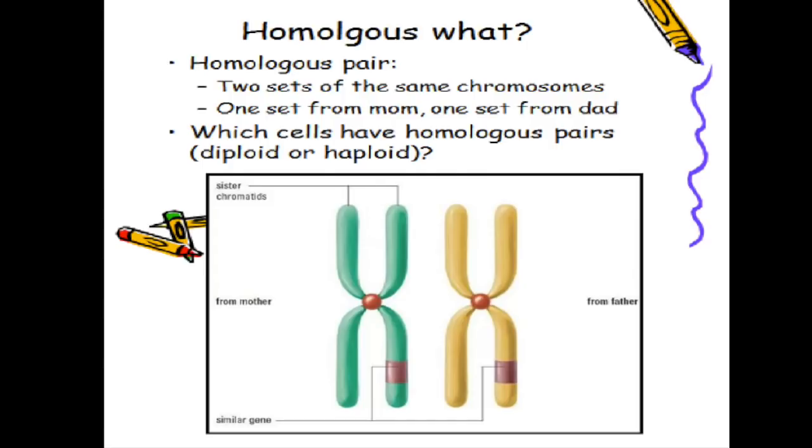So it turns out that cells that have homologous pairs of chromosomes are called a certain term, and cells that only have one set of chromosomes are called another term. And we'll talk about that in just a second. Those are going to be called diploid or haploid.